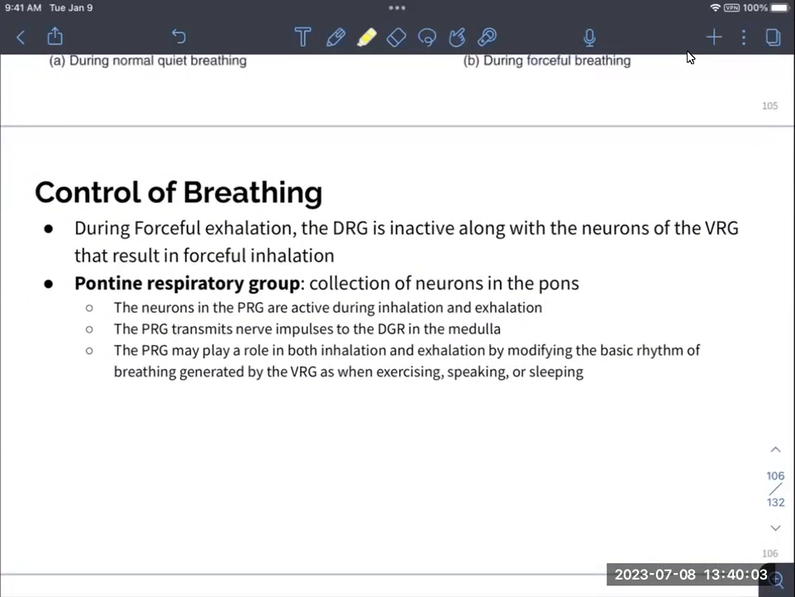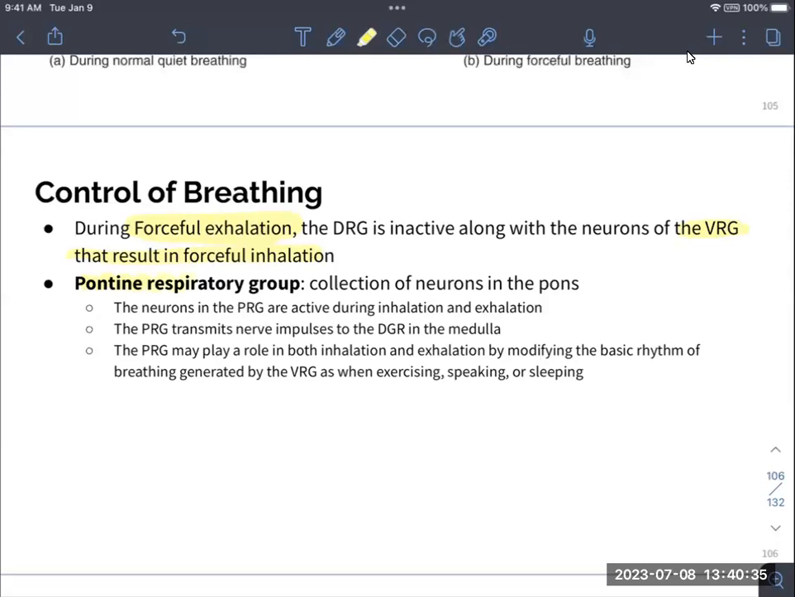So that forceful exhalation, that ventral respiratory group works because that dorsal respiratory group is inactive. Sorry, I said that. The dorsal respiratory group is inactive. The ventral respiratory group is active during forceful exhalation.